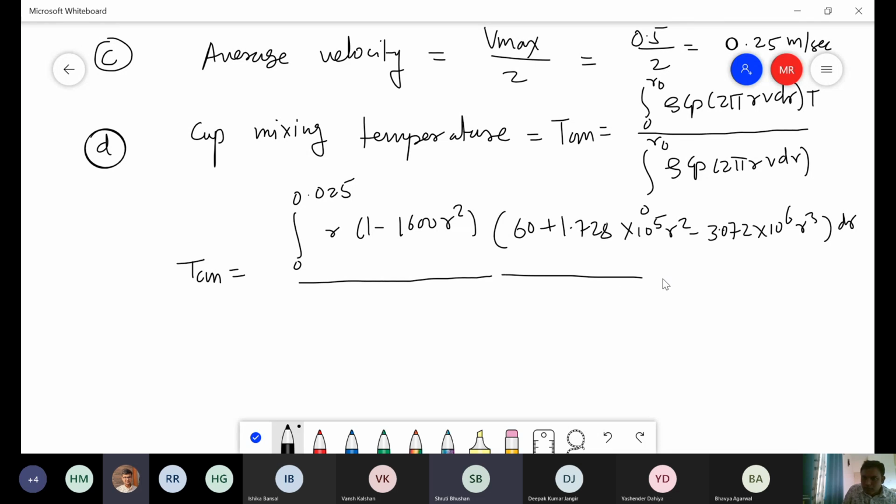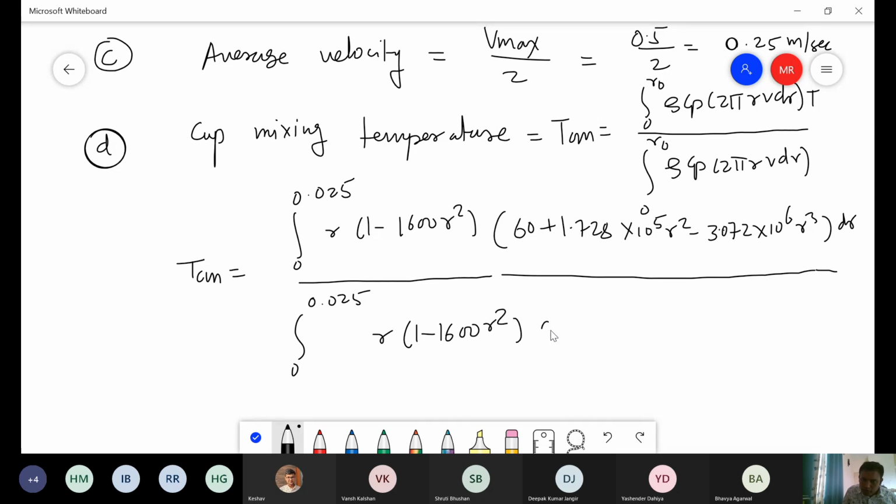Sir, can you tell how this formula has been derived? Yes, I can give you the physical significance of this. Just wait. Let me just write down 0.025. Rho Cp gets cancelled out, so we don't require it. R into (1 minus 1600 R square) dr.